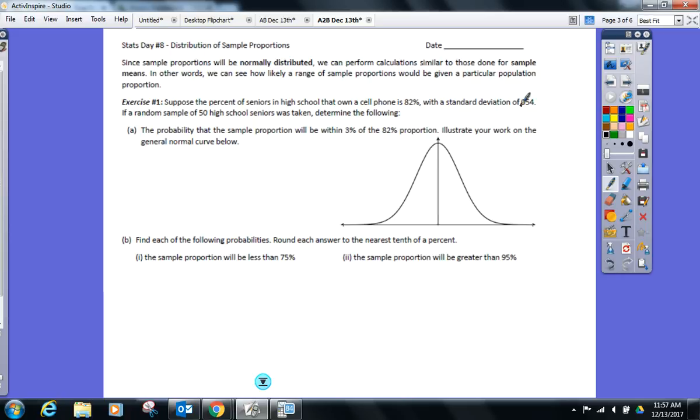What's the probability that my sample proportion of 82, which, by the way, if it's going to be a proportion, I can't use 82%. What do I have to use instead? 0.82. Okay, when I'm talking about proportions here, I'm going to use the decimal. So 0.82, that's my average. Average student, 82% own the phone. Will be within 3%. What's my probability it'll be within 3? Well, you tell me. What are the 2 values that are within 3% of 82?